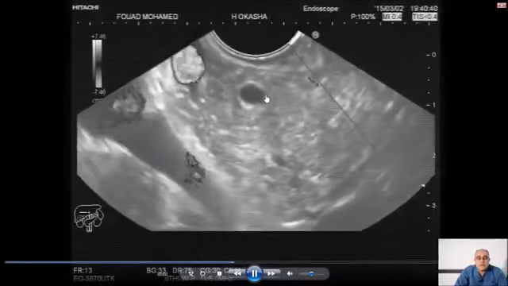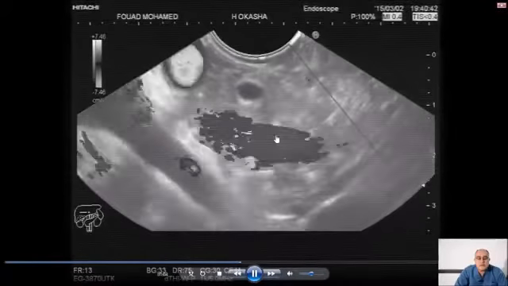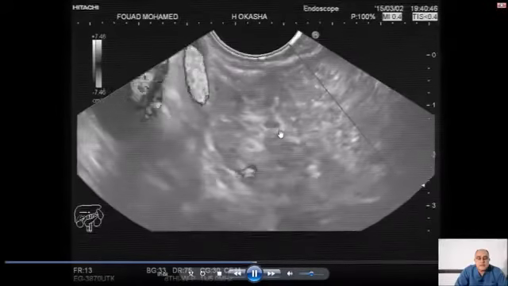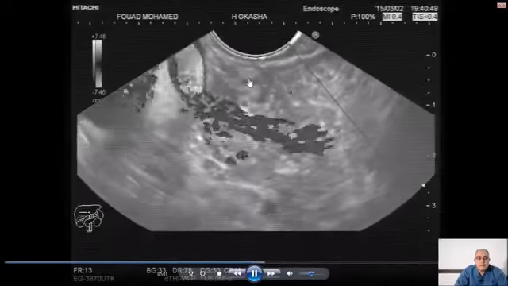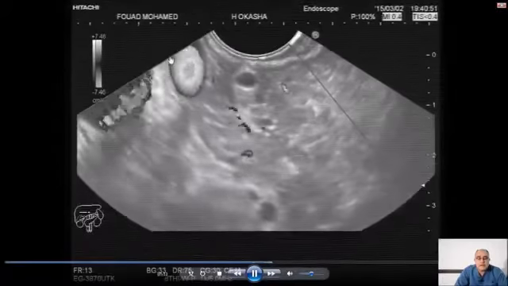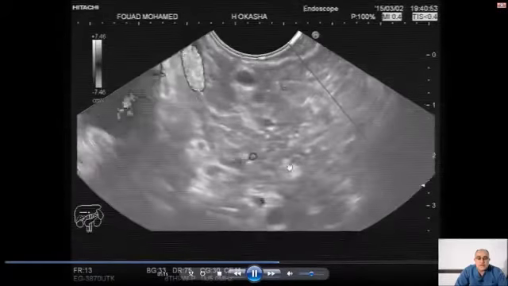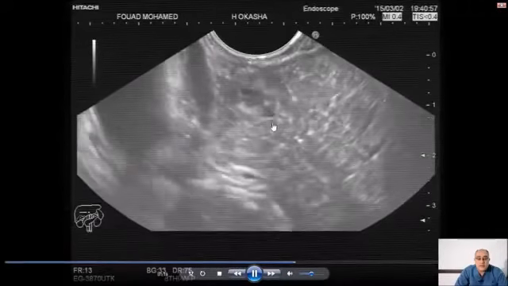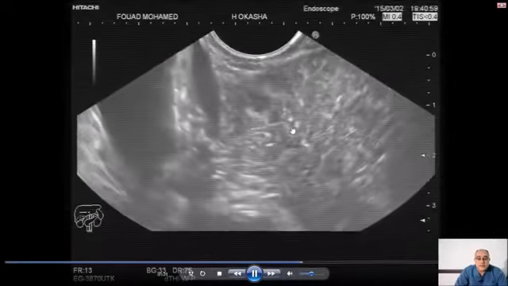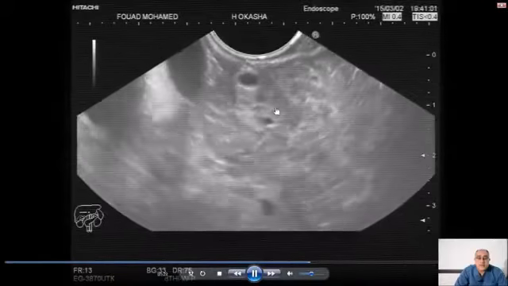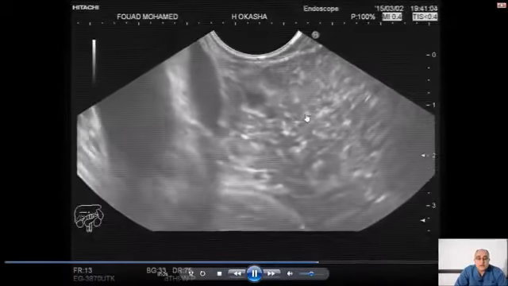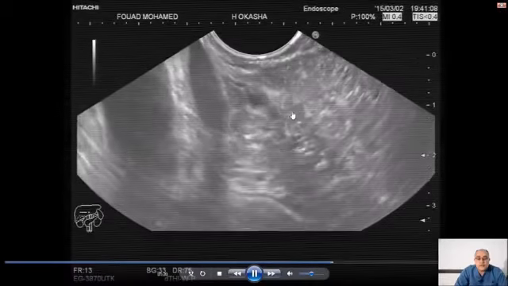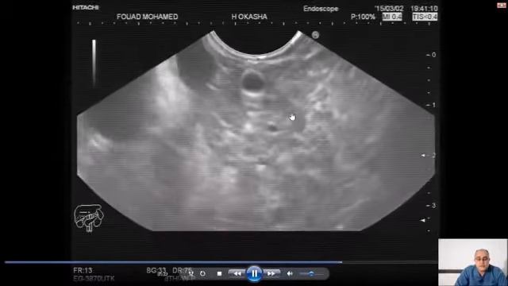Yes, this is the common bile duct, and this is a large area of the pancreatic head, and here the pancreatic duct. So common bile duct, pancreatic duct, IVC, aorta, and large area of the pancreatic head with the common bile duct and the pancreatic duct. These structures can be seen during scanning from the upper half of the second part of the duodenum.